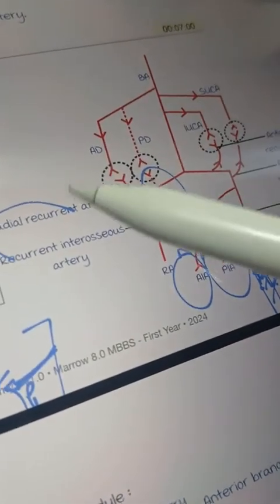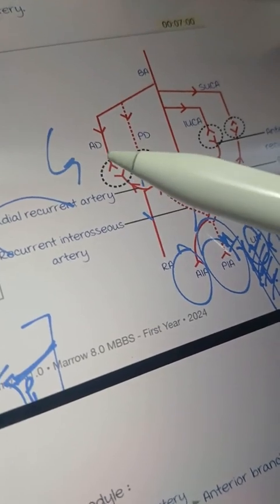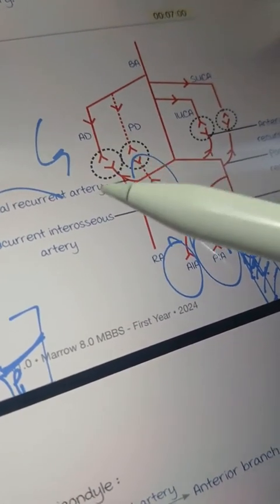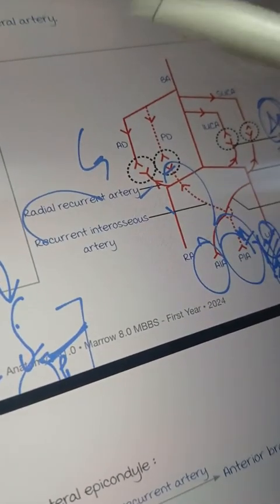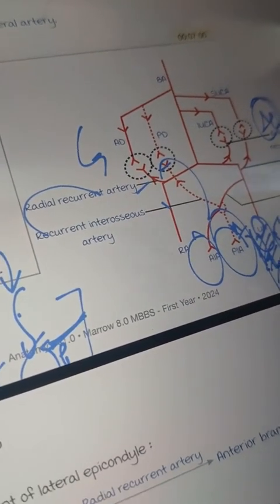These anastomoses are important because the elbow anastomosis takes place between these four anastomoses we can see, and that's why the brachial artery is important, because ultimately these are all branches of the brachial artery only.